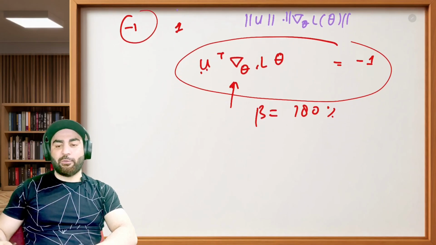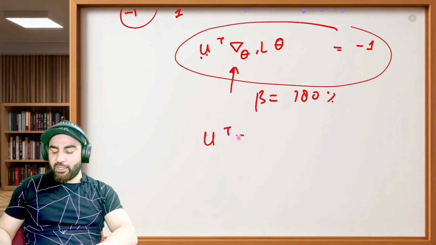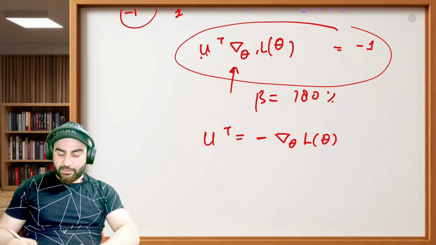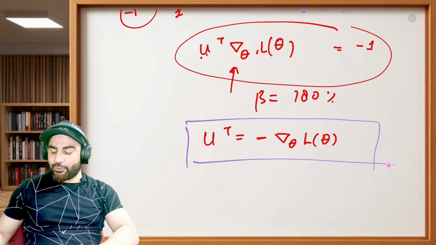Once you have the 180 degrees, what's the meaning of that? That means u_t should be equal to negative of delta theta L theta. That's how we can get negative. So that is why we go in the direction opposed to the gradient.